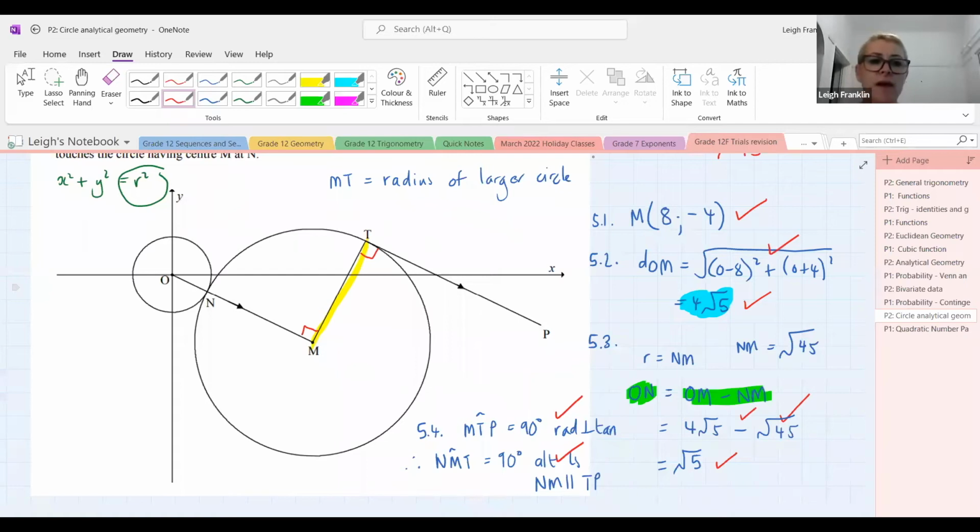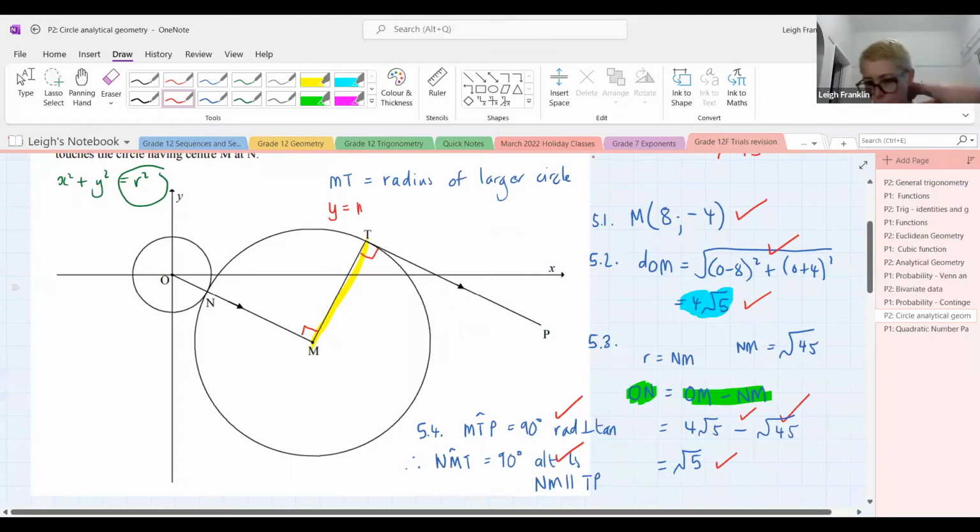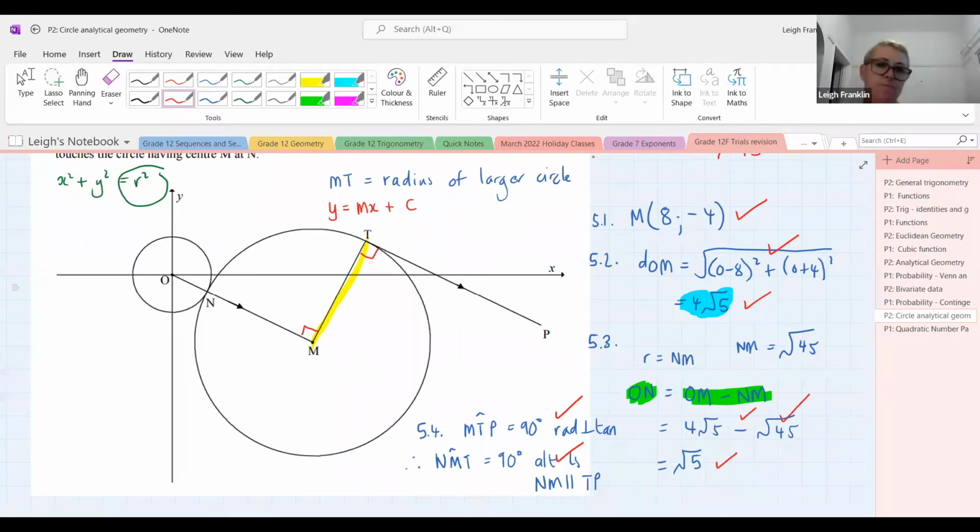Now, when they ask us to find the equation of a line in the form y equals mx plus c, what do they want from you, Matrix? What's it your job to calculate? What are they expecting you to do?